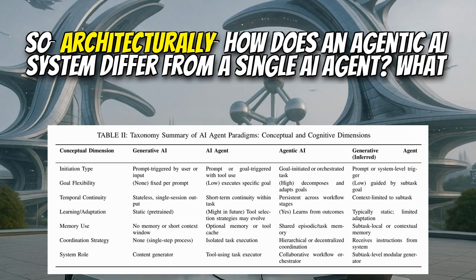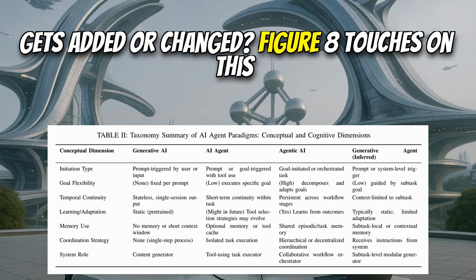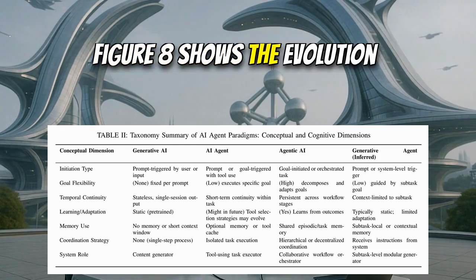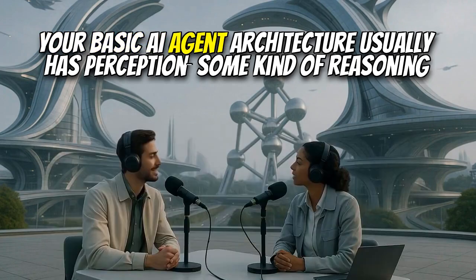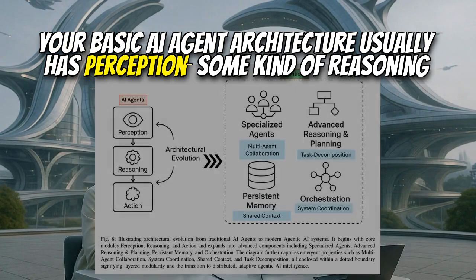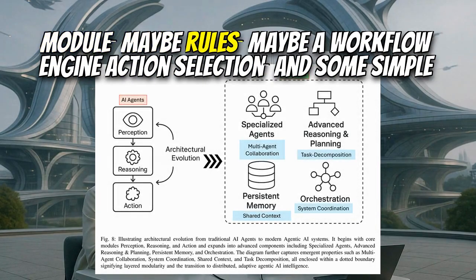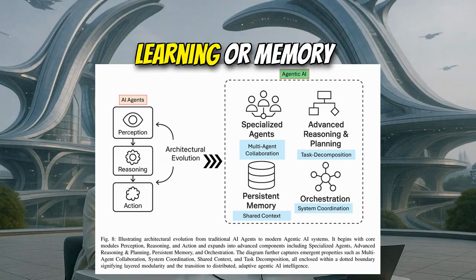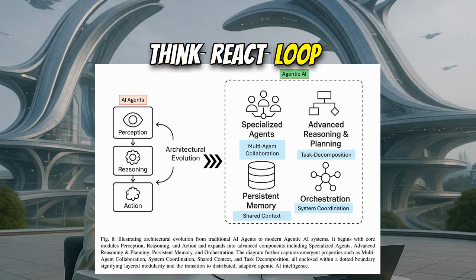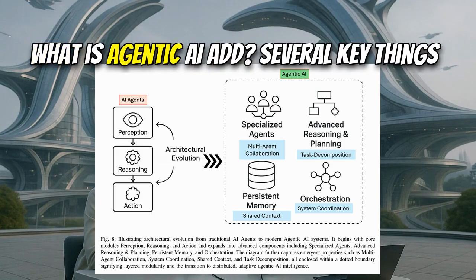So architecturally, how does an agentic AI system differ from a single AI agent? What gets added or changed? Figure 8 touches on this. Right. Figure 8 shows the evolution. Your basic AI agent architecture usually has perception, some kind of reasoning module, maybe rules, maybe a workflow engine, action selection, and some simple learning or memory. Think ReAct's loop. Okay, standard components. What does agentic AI add?